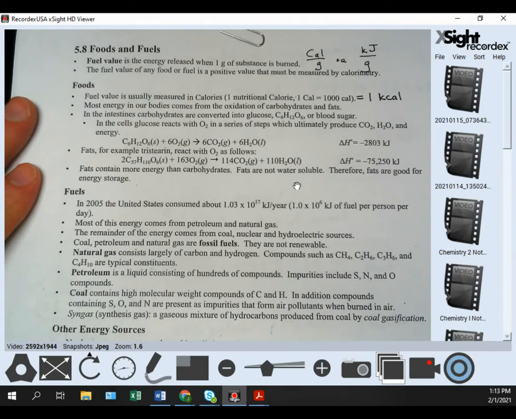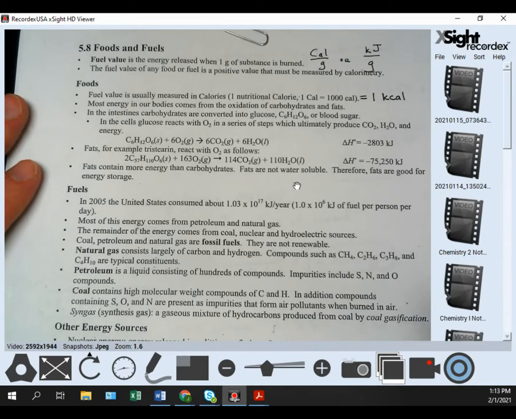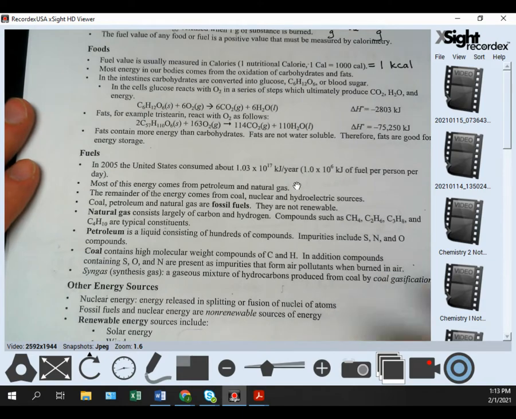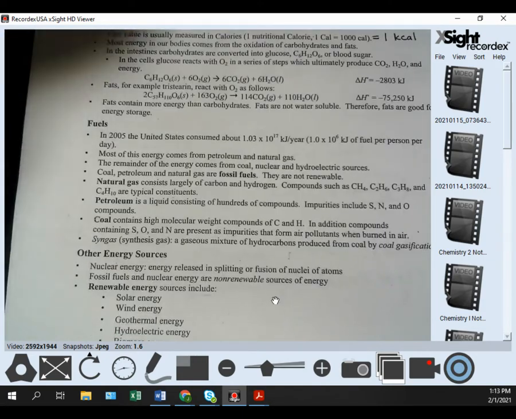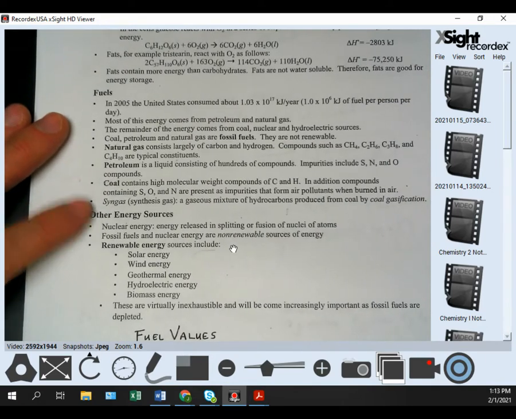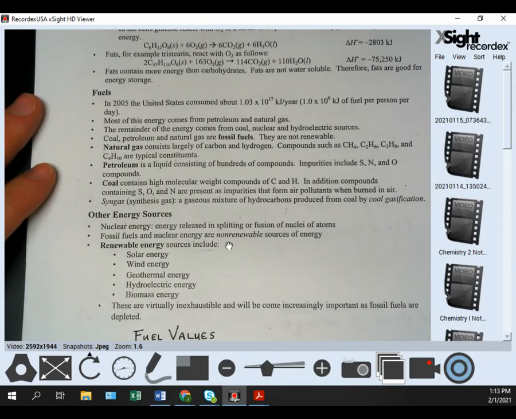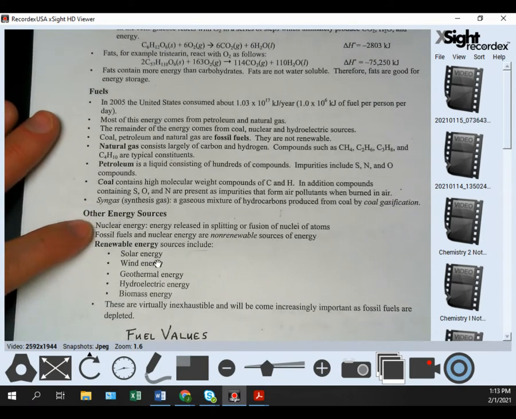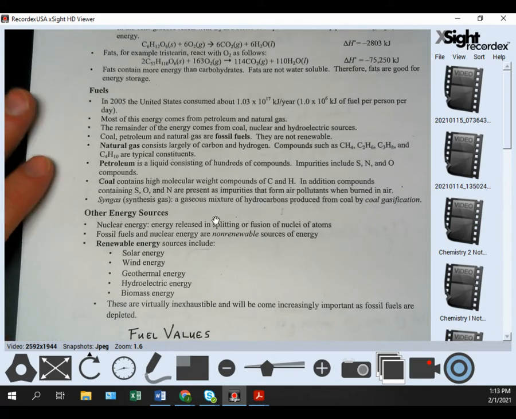So they talk about syngas, synthetic gas, the gaseous mixture of hydrocarbons produced from coal by coal gasification. Again, just another energy source. Then they talk about other energy sources, nuclear energy. So we talk about nuclear power plants. It's energy released in splitting or fusion of nuclei of atoms, which contains a tremendous amount of energy when that happens, the nuclear reactions.